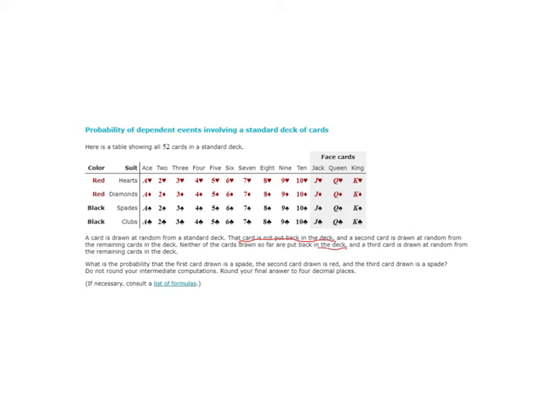Okay, so again, that's key here. The question is, what is the probability the first card is a spade? All right, well, you're starting with 52 cards in the deck, and here are the spades. Should be 13 of them. 1, 2, 3, 4, 5, 6, 7, 8, 9, 10, 11, 12, 13 spades.